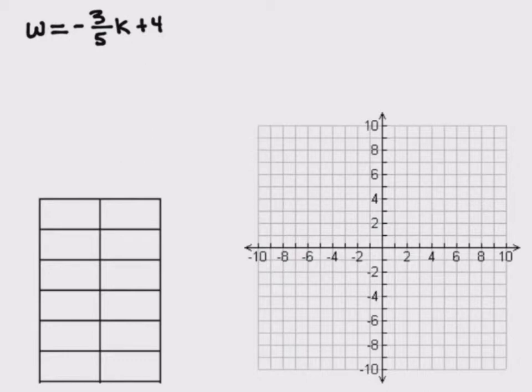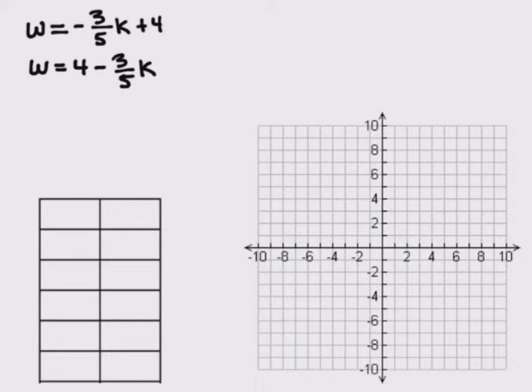Alright, now let's graph all of the ordered pairs for the equation w equals -3/5 k plus 4. Now right away, there's nothing wrong with this form of this equation, but I would much prefer to see this as w equals 4 minus 3/5 k, because this is how we're used to seeing it, and for me, it's much more intuitive for describing what the ordered pairs are going to look like and what the graph's going to look like.